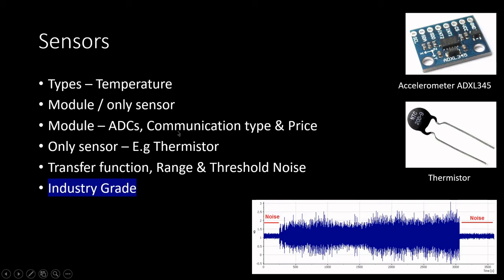If it is a module, then an ADC will also be present, and there is a communication type, and the price will also be different. This thermistor is not a module, so its price is quite low. You can buy it for 10 to 20 rupees. This is an ADXL355, which in India will be available for at least 400 or 500 rupees. For communication type, if it is a module, it can use I2C, inter-integrated circuit communication. SPI is also available in this integrated module. For the sensor-only case, the example is the thermistor.